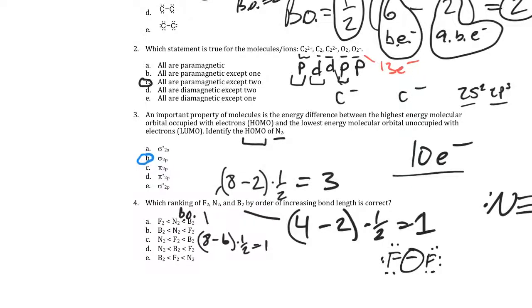So now the shortest bond here is going to be the triple bond of N2. So N2 is definitely the shortest, and so we can rule out these choices.